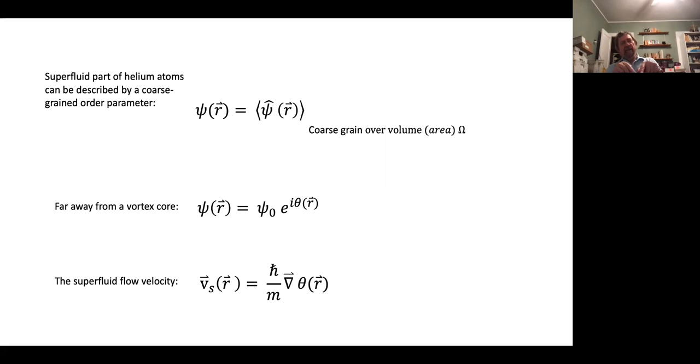And the superfluid velocity, so the order parameter, this psi, is a complex variable. So it can be written as psi of r at position r as psi naught times a magnitude and e to the i theta, where theta is a phase, right? And the superfluid velocity at the point r is just h bar over m times the gradient of the phase.